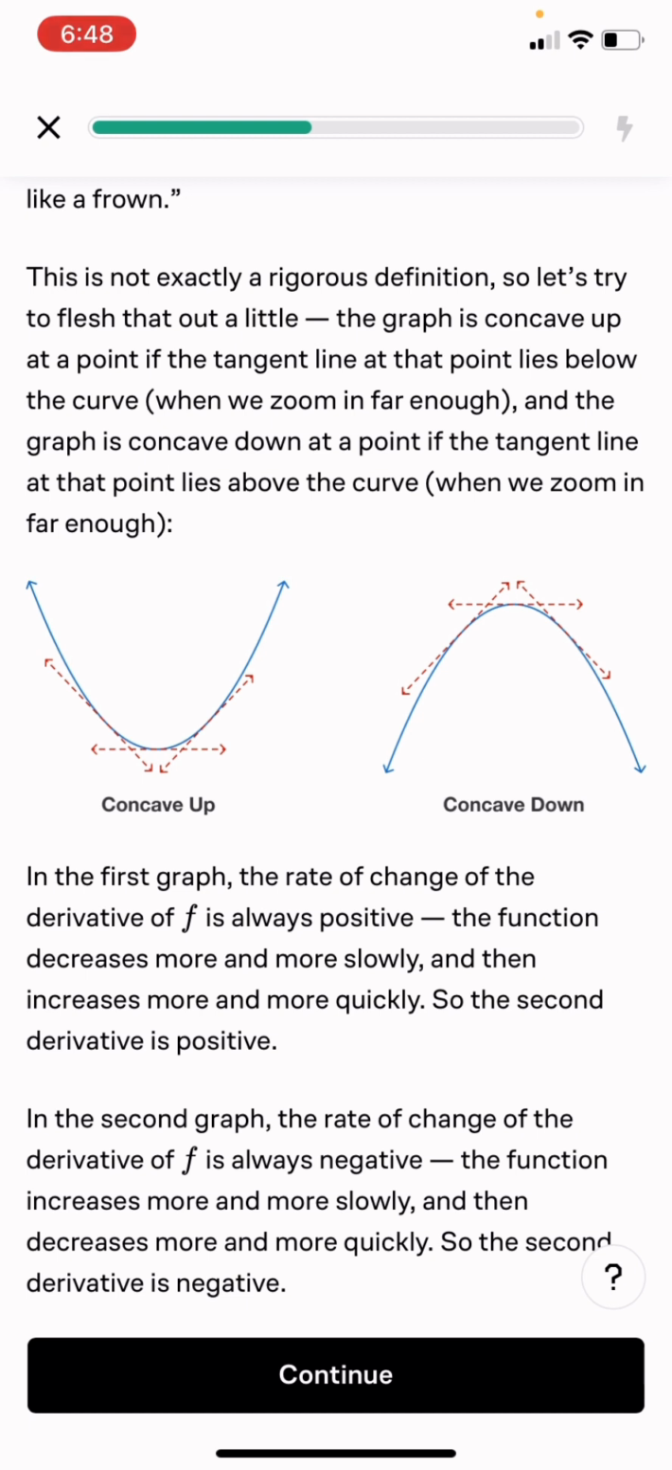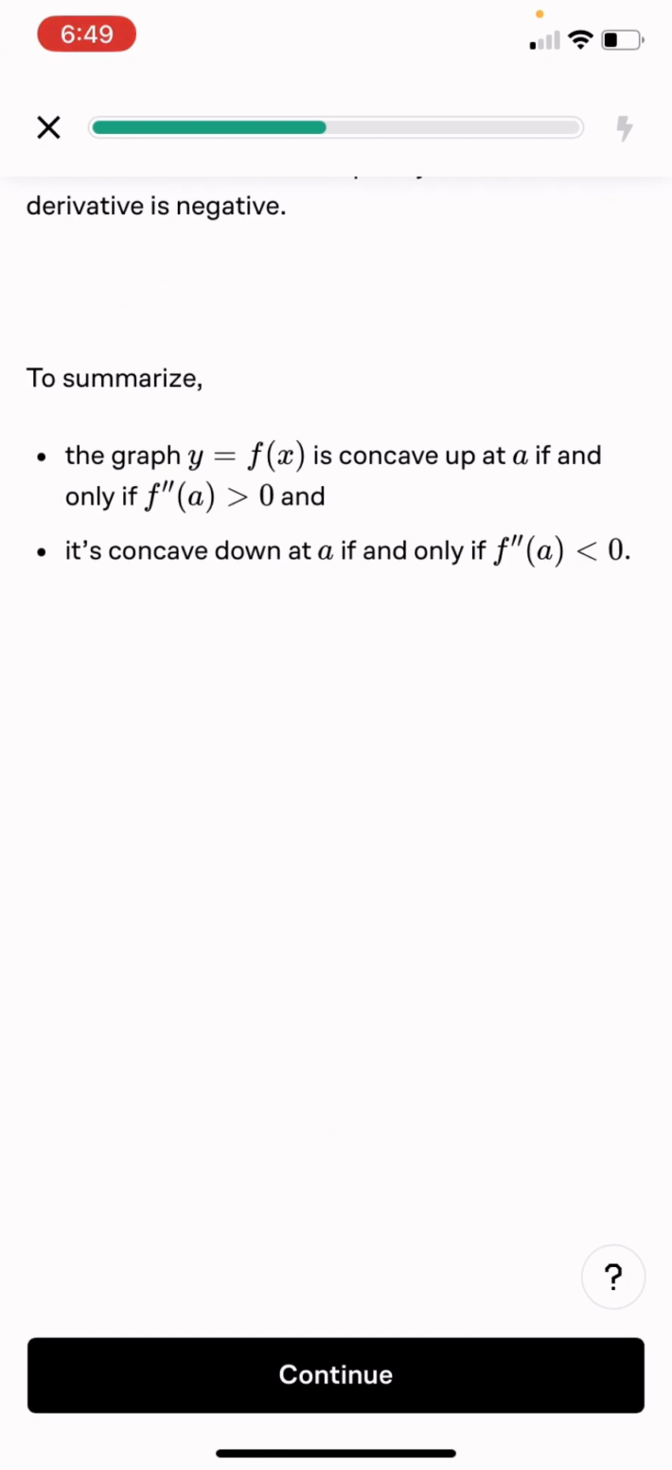To summarize, the graph y equals f of x is concave up at a if and only if f prime prime of a is more than 0, and it's concave down at a if and only if f prime prime of a is less than 0. So either a decreasing or increasing point. Finally, what about points where f prime prime of a equals 0? One possibility is that concavity is changing at that point. The graph is concave up on one side and concave down on the other. If so, the point a is called an inflection point on the curve.